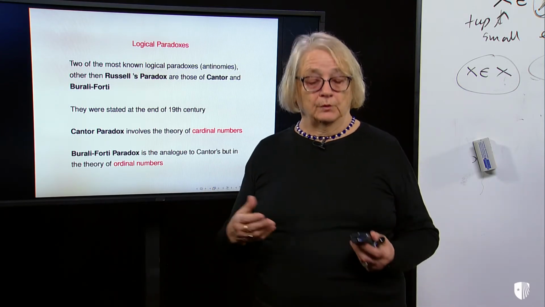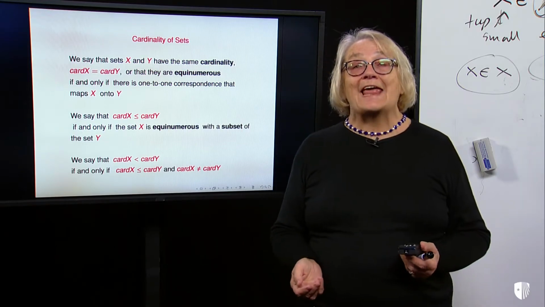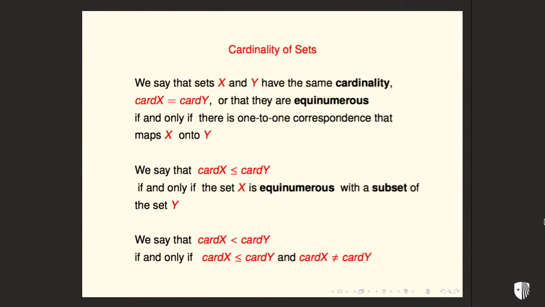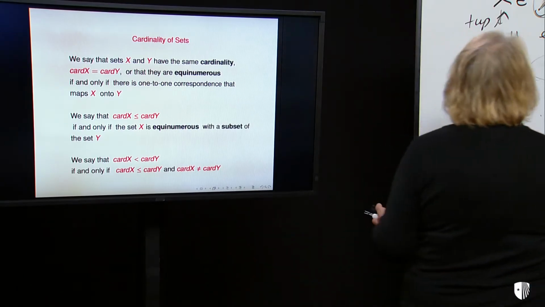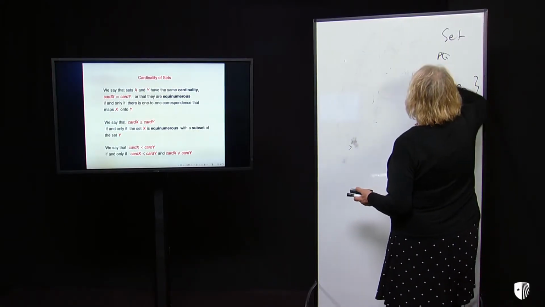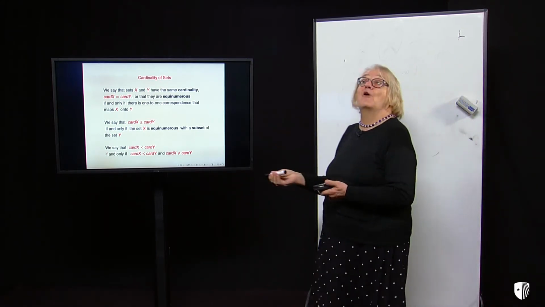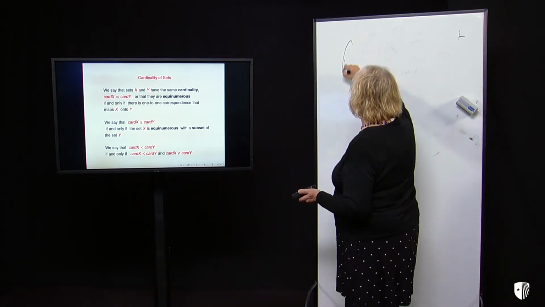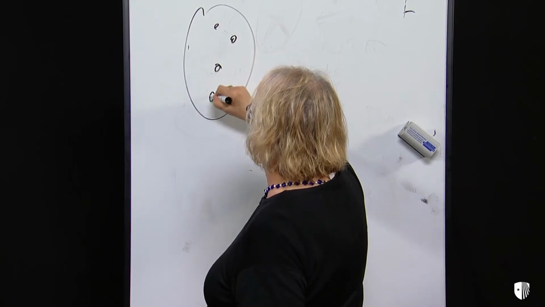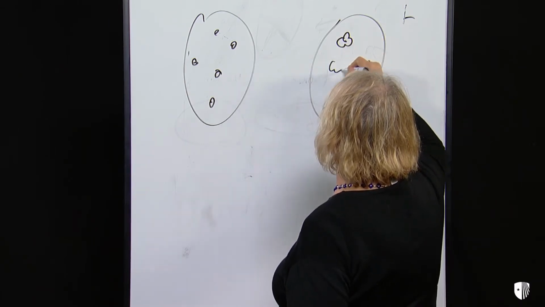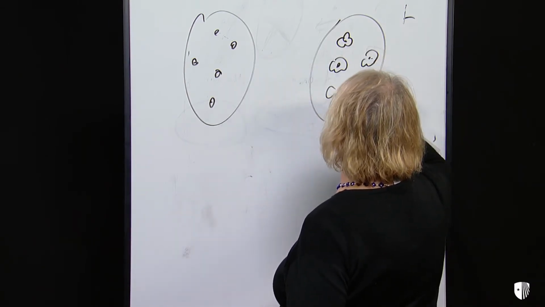Okay, cardinal numbers, what is a cardinal number? So we say that two sets X and Y have the same cardinality if and only if there is a one-to-one correspondence that maps X to Y. So you will say, what does it mean? Normally you say that they have the same number of elements, right? You have a set which has some elements, can be infinite. You have another set. Let's put flowers.